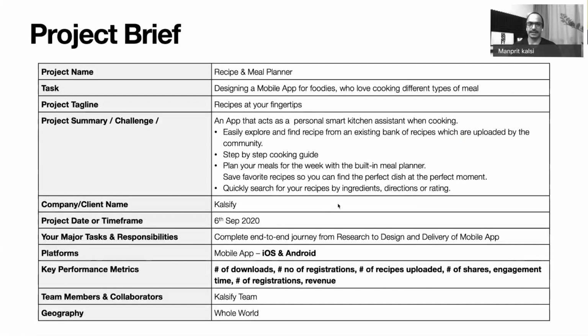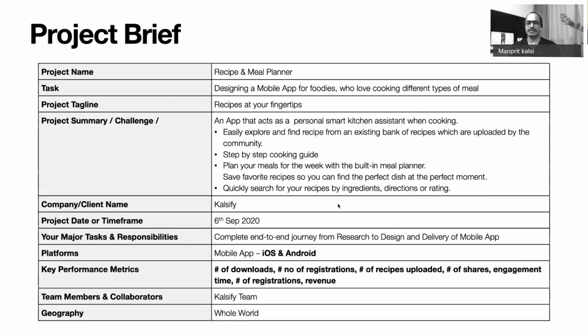And in this particular mobile app, what it should do is act as a smart kitchen assistant for the user. Second, the user should be able to explore and find recipes. So the app will have an existing bank of recipes. So the user can come onto the app, explore, discover, find basis his preferences, and then make his dishes and so on. And along with that, the user should also be able to upload his own recipes so that can be shared and used by the community members or the other users.